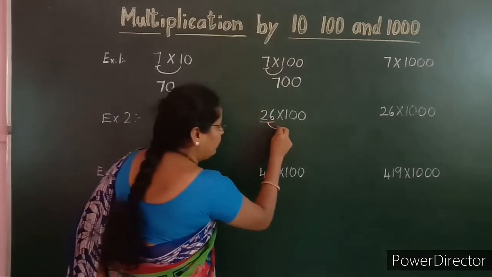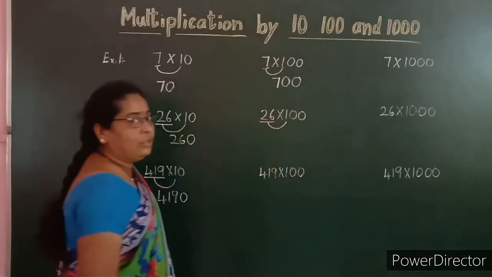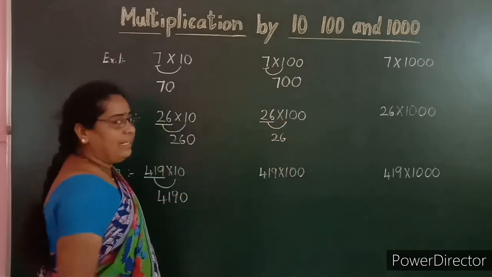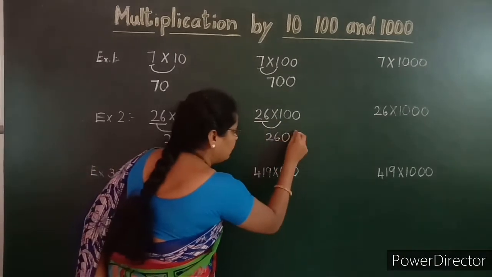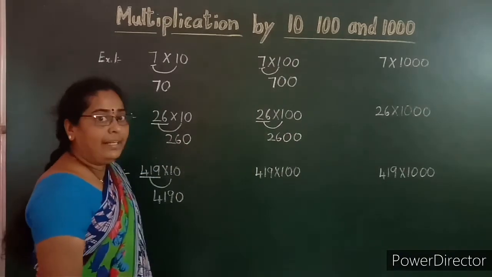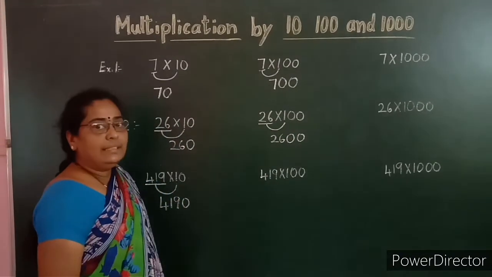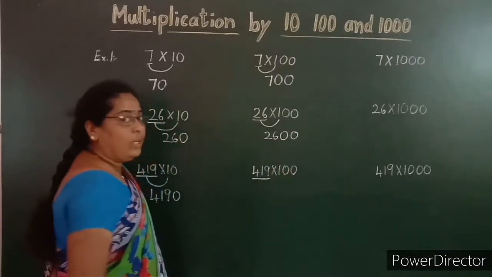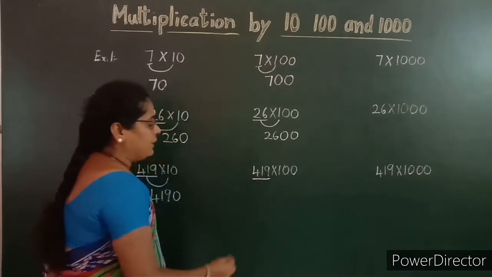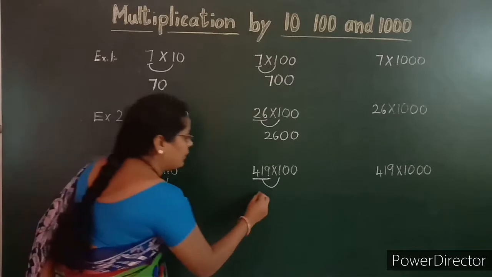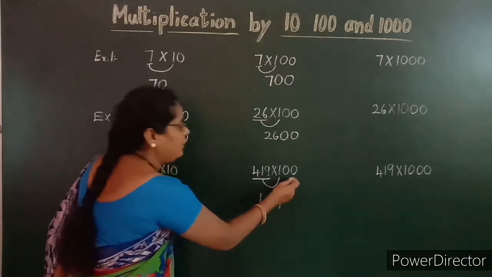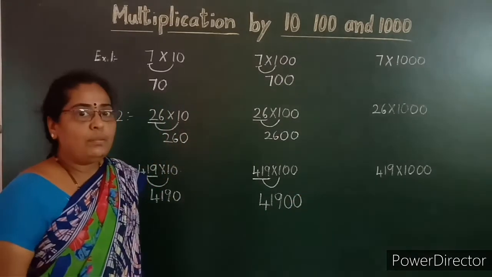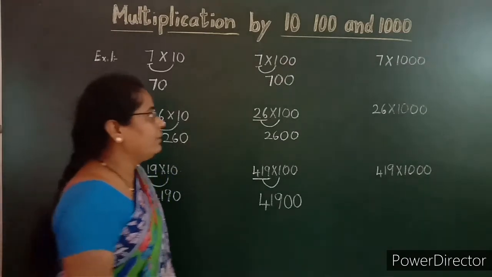26 into 100. So multiply 26 into 1. 26 ones are 26. Then how many zeros? 2 zeros. So 26 into 100, the answer is 2600. Let's see one more example. 419 into 100. Here you multiply 419 into 1. That is 419. Then write the number of zeros. 41,900. Let's see how to multiply a number by 1000.